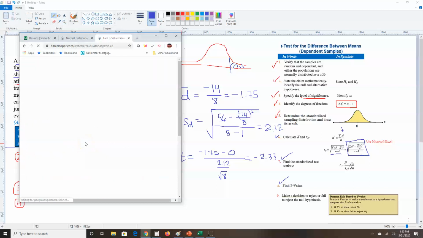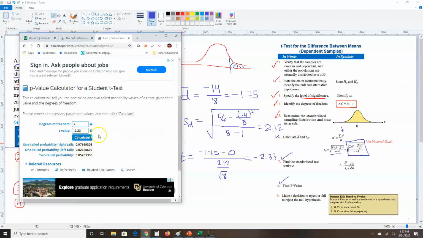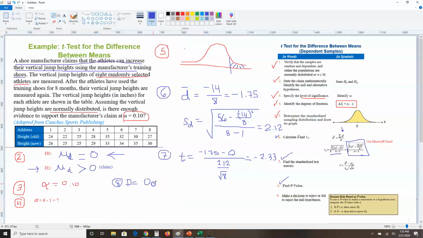You're going to get 3 answers. Watch. There's your 3 answers. Which one is going to be it? It depends on your picture. You can see I drew a bell-shaped curve with the right tail shaded. So it's going to be the first one right here. This one here. Okay. Usually the p-value is going to be 3 decimal places. So 0.974. That's my p-value. 0.974.